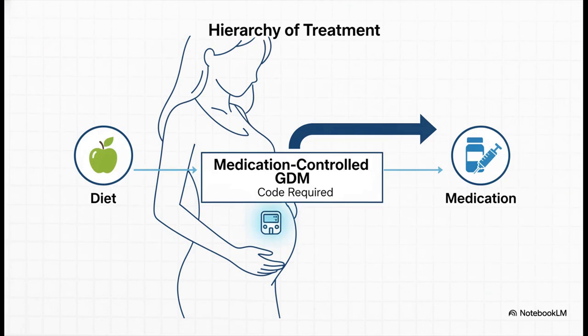And this leads to a super important hierarchy rule. So what happens if a patient is on a special diet and they're on medication? Which one do you code? The guideline is crystal clear. Medication always wins. If you see any medication documented, you have to use the medication-controlled code. You never, ever code for both.